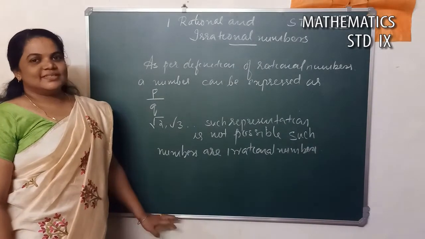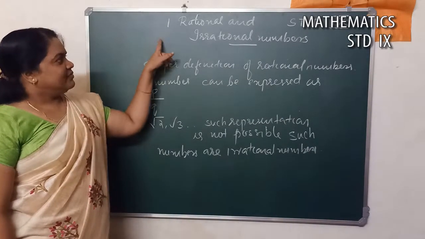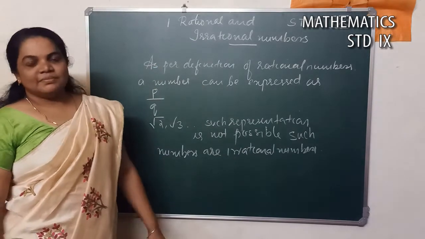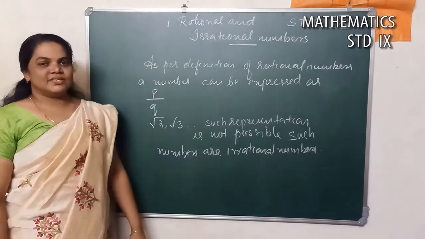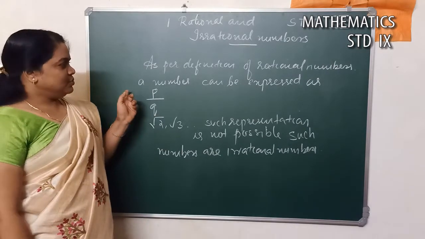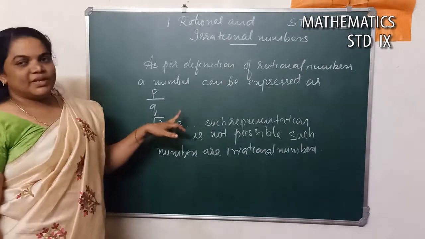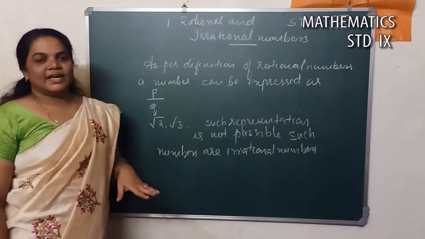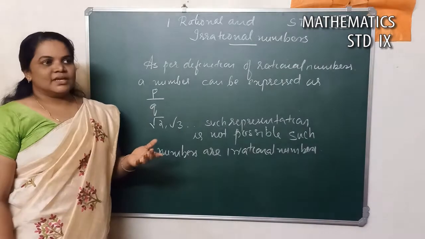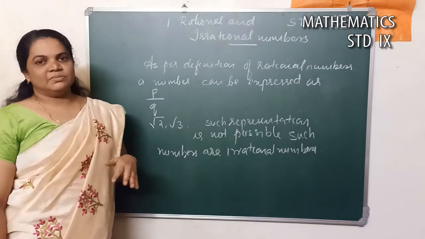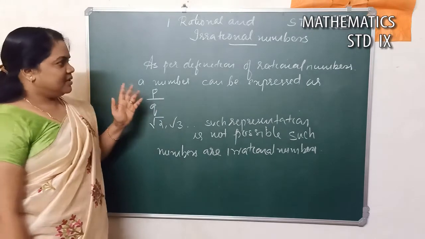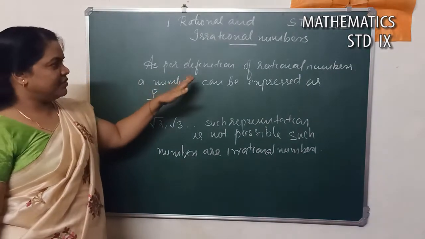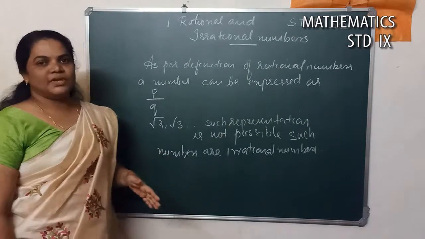Hello students, this is the continuation of the first lesson, that is, rational and irrational numbers. In the previous class we studied how to show that root 2 is irrational by the division method and the alternative method, that is, the contradiction method.